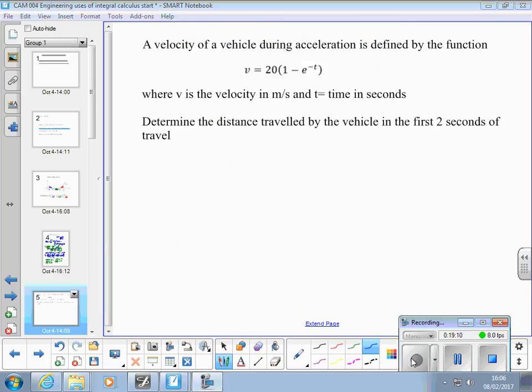A function for velocity, so velocity of a vehicle during acceleration is defined by the function v is equal to 20 times 1 minus e to the power of minus t, where v is the velocity in meters per second, t is time in seconds. Determine the distance travelled by the vehicle in the first 2 seconds. So if we integrate that function, we're going back to a function for displacement. If we find the area under a displacement graph, we'll find the distance travelled.